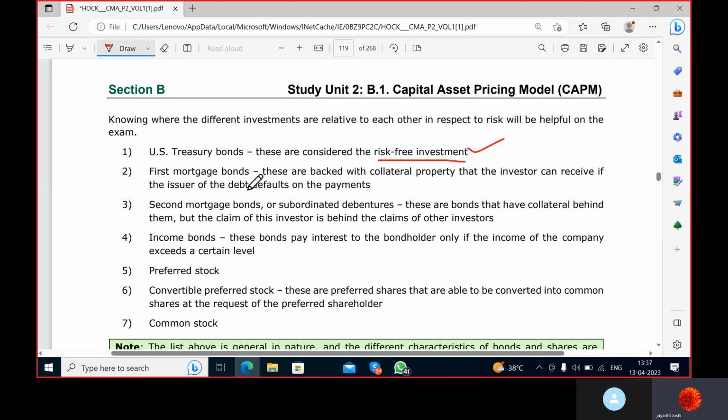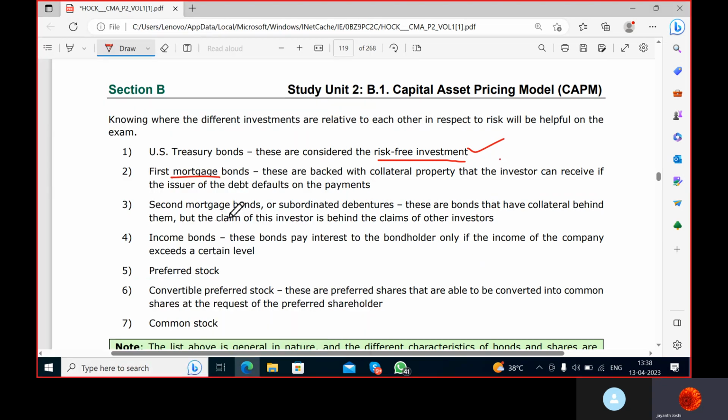First mortgage bonds. These are secured bonds whereby the property has been kept as collateral with the bank. Since the property has been kept as collateral, the bonds have the backup of the assets, so those are called asset backed securities. Even if there is a default, the assets will be sold and the money can be claimed back by selling the assets.